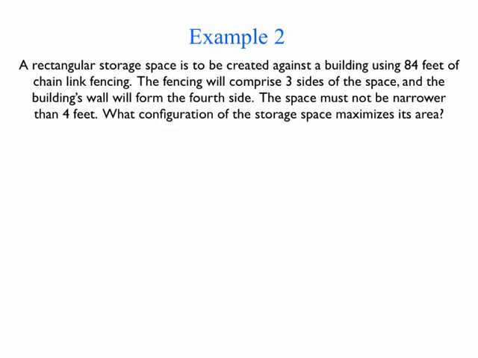A rectangular storage space is to be created against the building using 84 feet of chain link fencing. The fencing will comprise 3 sides of the space, and the building's wall will form the 4th side. The space must not be narrower than 4 feet. What configuration of the storage space maximizes its area?